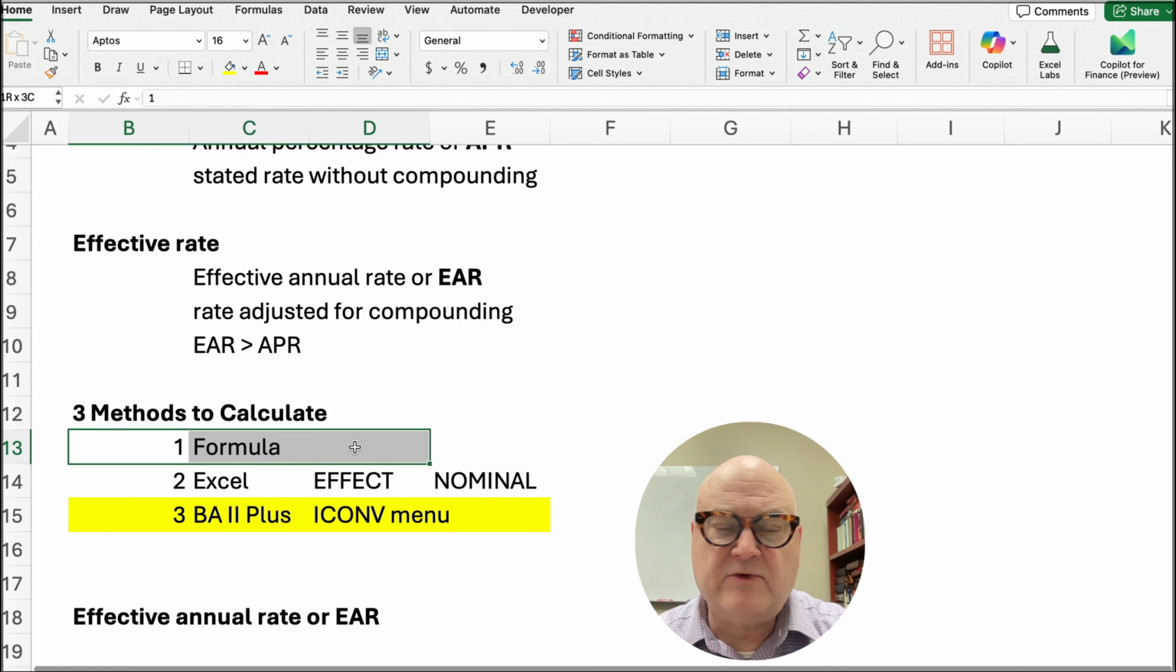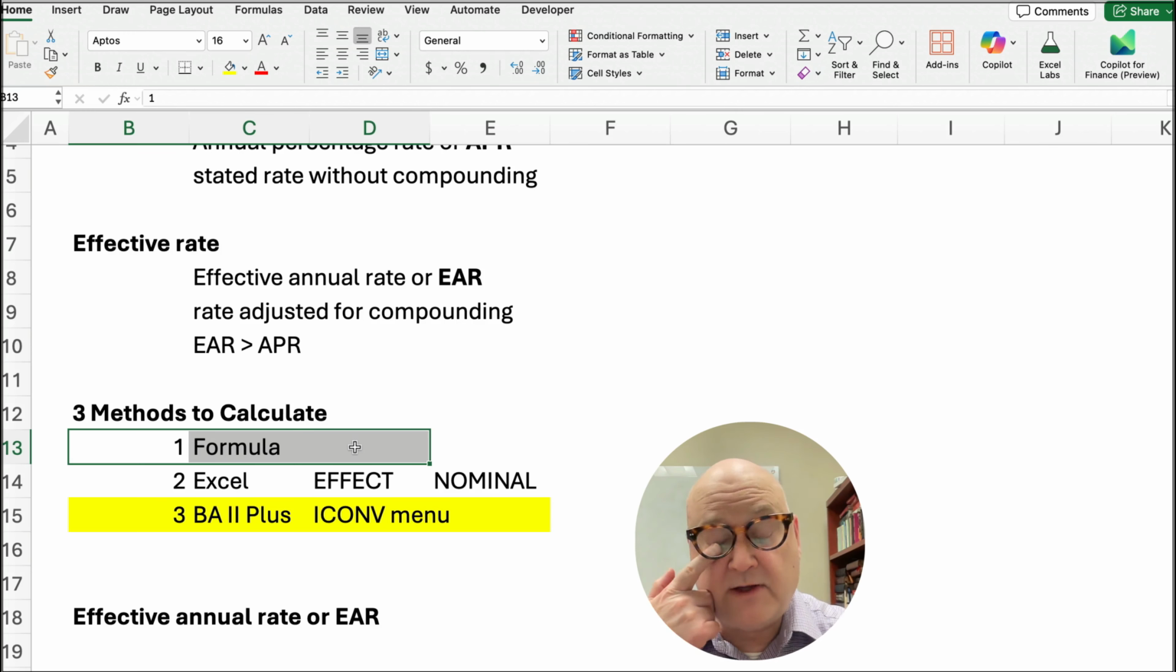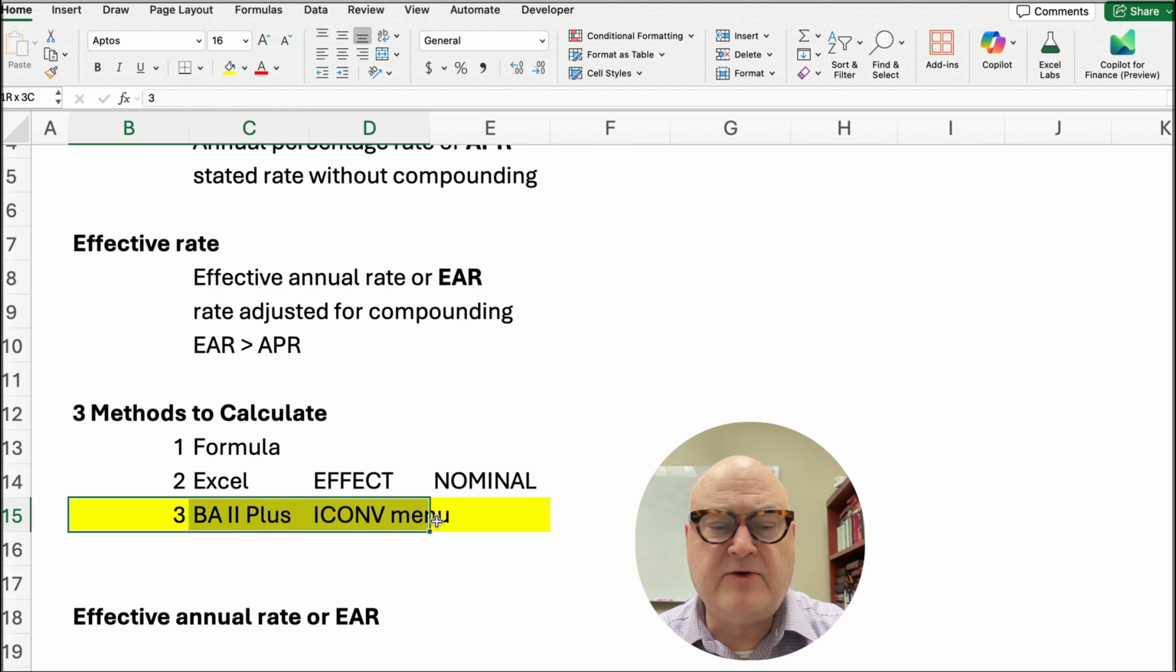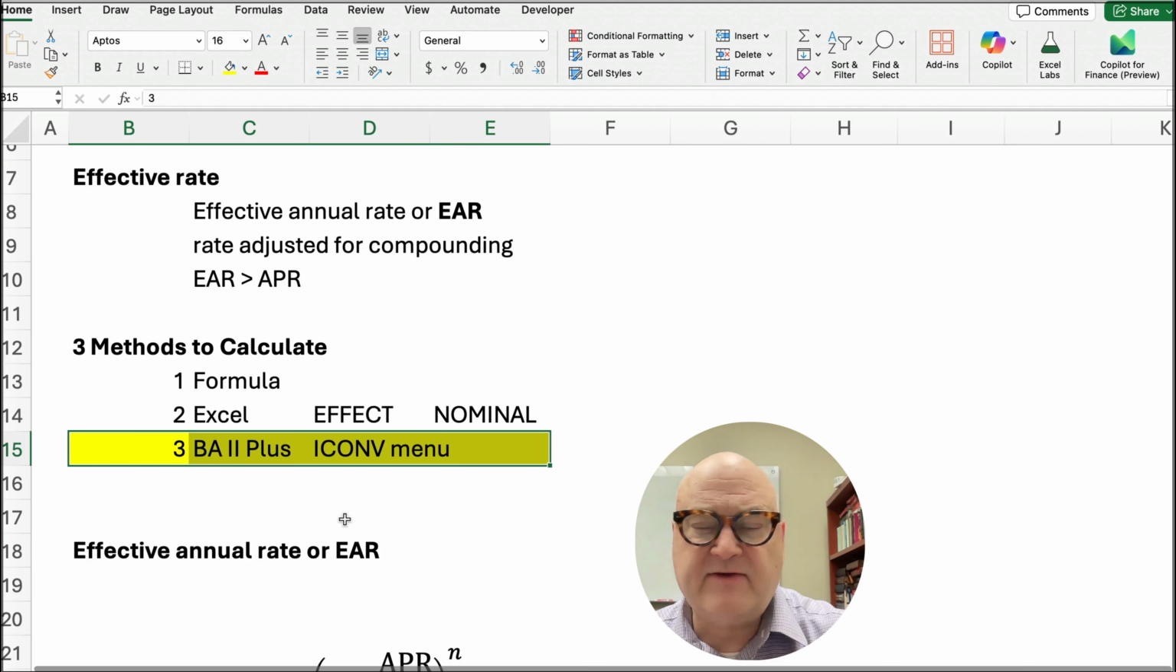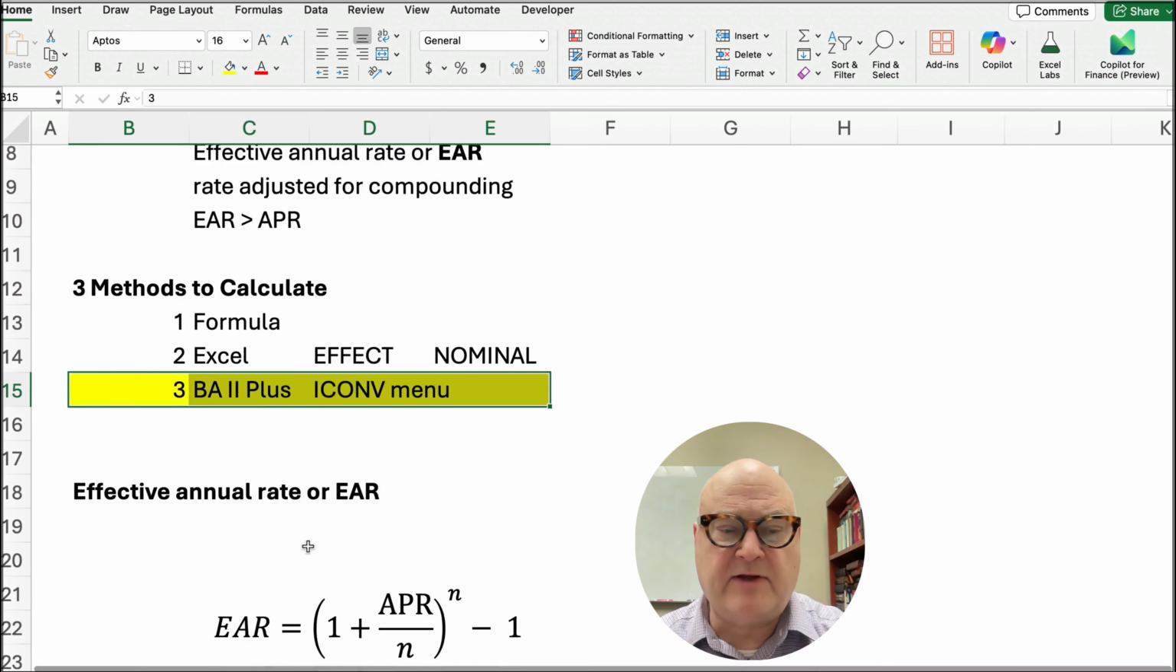Now there's three methods to calculate this. There's the formula, and we'll show the formula. You can take a screenshot if you want to do the formula, and always check your work. You can do this on Excel. They have an effective function or a nominal function, and we're going to show you how to do it here on the BA2 Plus, the most popular financial calculator.